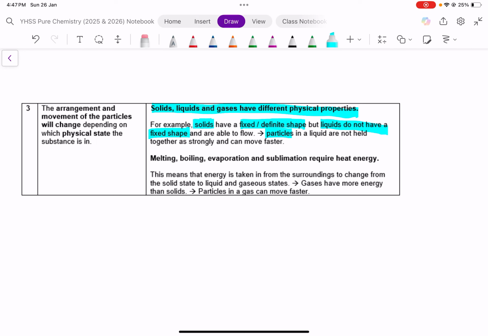Besides that, we know that in order to melt something or boil something, or in this case evaporate and sublime something, we need heat energy to be taken in. For instance, to boil water, you will need to connect the kettle to electricity or put the kettle on top of a stove, because energy is required for boiling to take place, because energy is taken in from the surroundings to change from one state to another, from solid to liquid, liquid to gas. This tells you that gases have higher energy than solids. Therefore, it tells you the movement of particles in a gas must be different. So these are the experimental evidences for the kinetic particle theory.